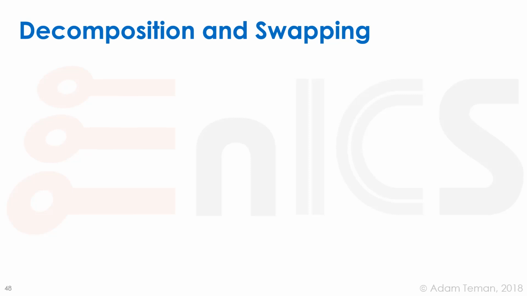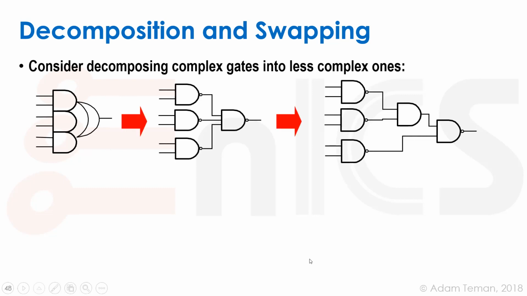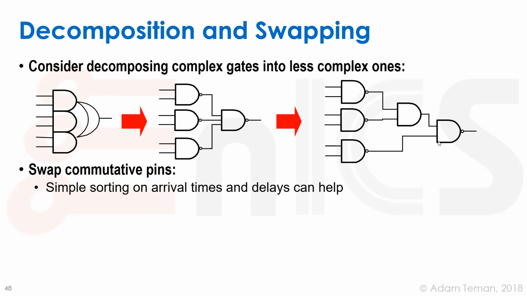Another way to do things is to decompose and swap. So obviously, and we've learned about this before, we can decompose complex gates into less complex ones. So we have this 6-input AND OR gate, and we can decompose it in several different ways. We can turn it into 2-input NANDs with a 3-input NAND on the output, or we can make it entirely with 2-input NANDs, and depending on what we want to drive, we can arrive at the best logical effort or whatever to do this in the best way. Another thing is we can swap commutative pins.